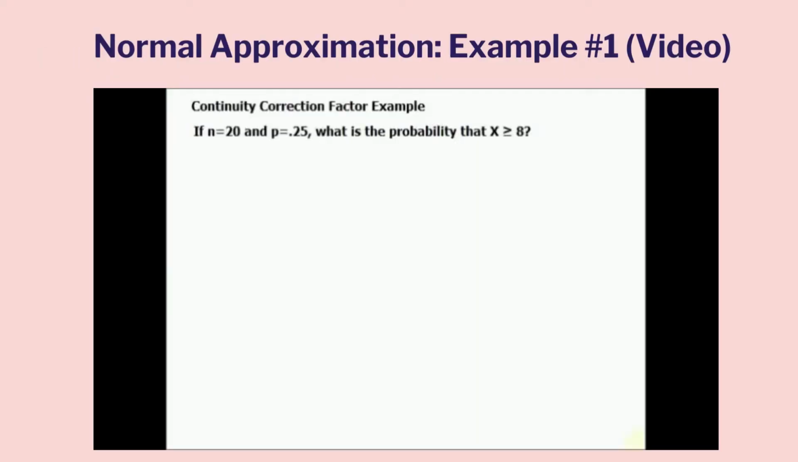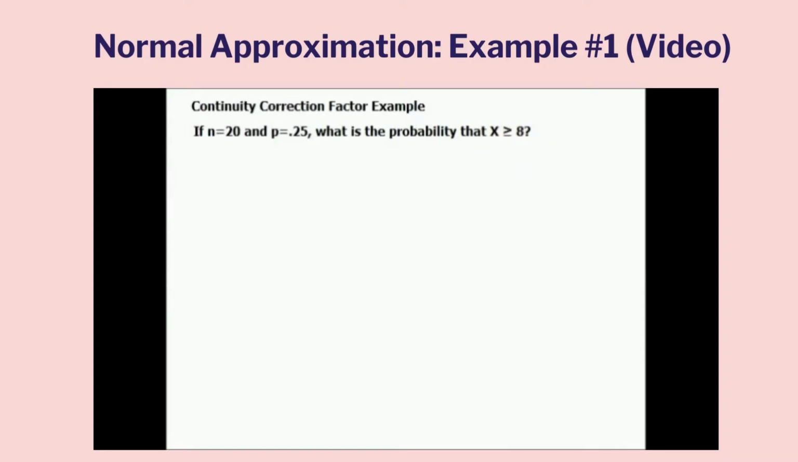This is Stephanie from statisticshowto.com, and in this video I'm going to show you an example of working a continuity correction factor problem. I have a sample problem here. I've got n equals 20, p, the probability, is 0.25. What's the probability that x is greater than or equal to 8?